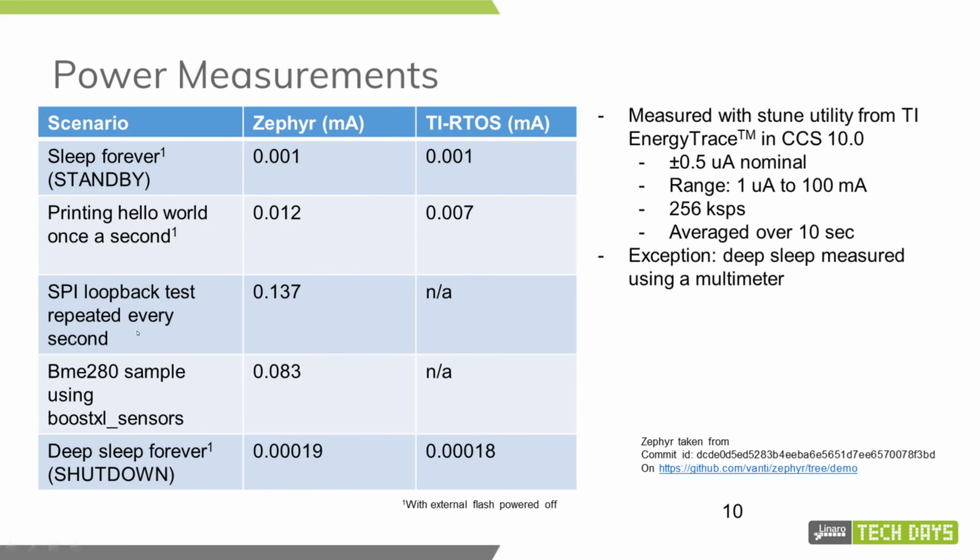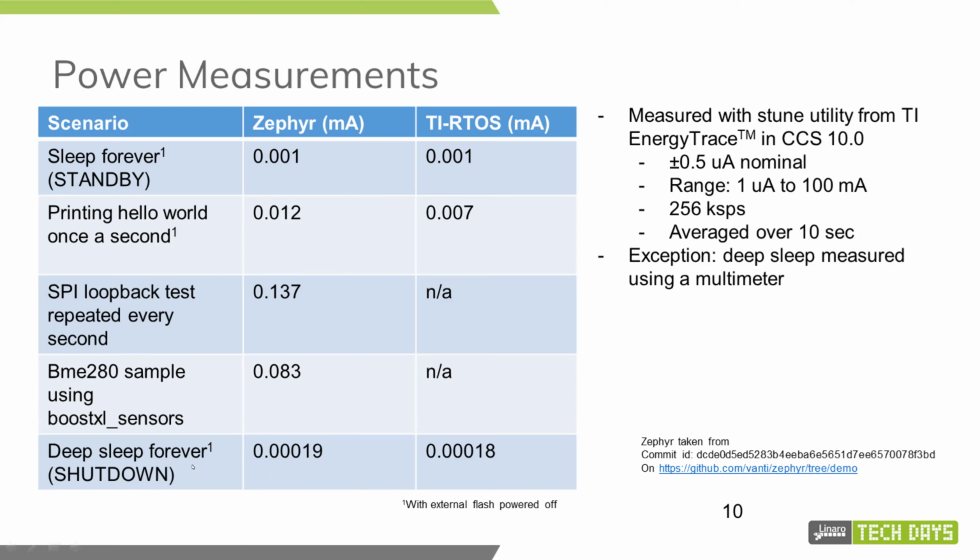And then the next 2 scenarios are basically just examples taken from Zephyr, mainly just to show what kind of power consumption we get when SPI and I2C are being used.